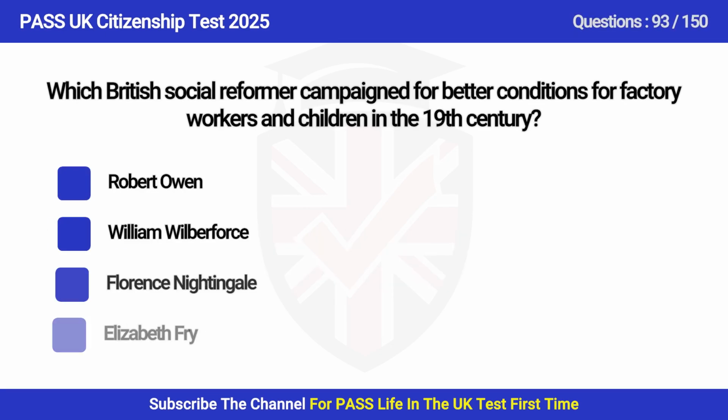Question 93. Which British social reformer campaigned for better conditions for factory workers and children in the nineteenth century? A. Robert Owen, B. William Wilberforce, C. Florence Nightingale, D. Elizabeth Fry?